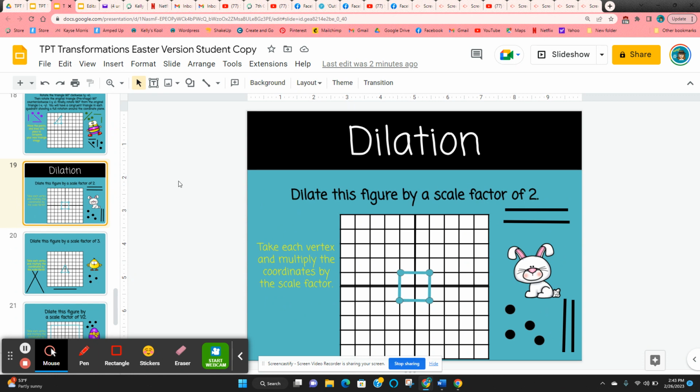Dilation means we're going to scale up or scale down. The figure is going to keep its shape, but it's going to increase or decrease by a scale factor. So this one, if we're increasing by a scale factor of 2, it's increasing because it's a whole number. We're going to take each one of these points and multiply it by 2. So the point 1, 1 would now be 2, 2. The point 1, negative 1 would now be 2, negative 2. And so on. And then we're just going to use the lines to fill in that figure.